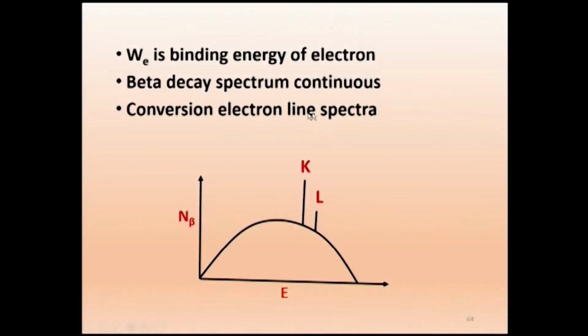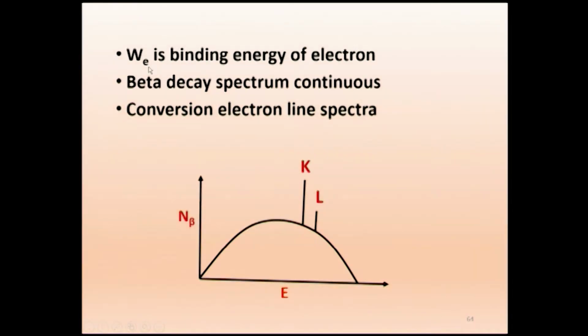Whereas the conversion electrons are also electrons. When you say beta particle, that is an electron which comes out from within the nucleus, and this conversion electron is coming from the atomic level. Now, here this will have line spectra.